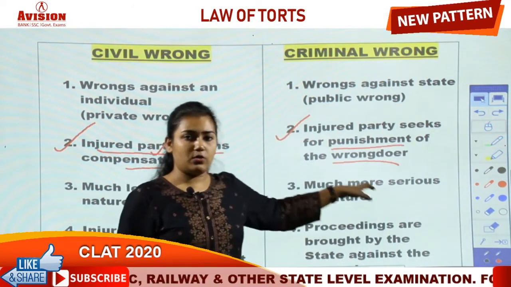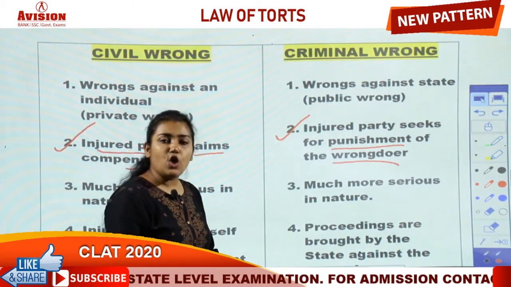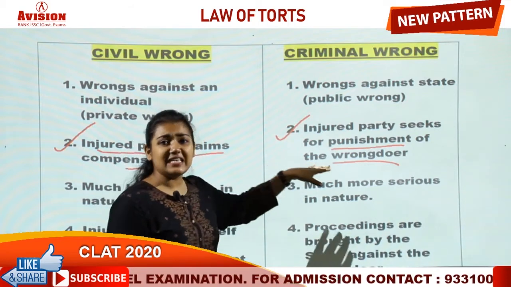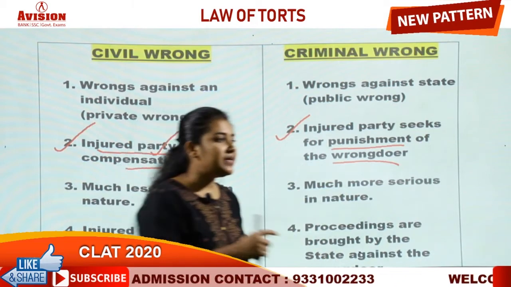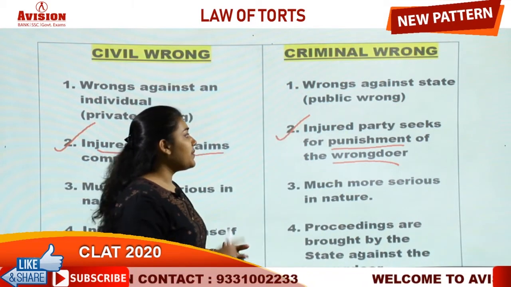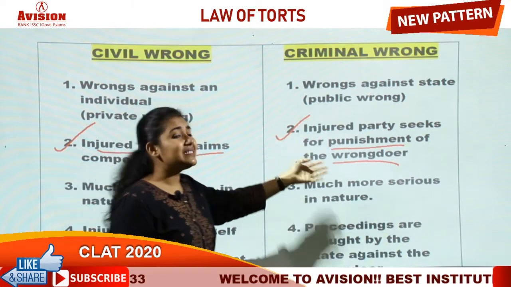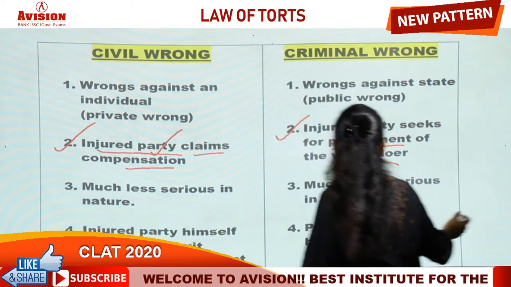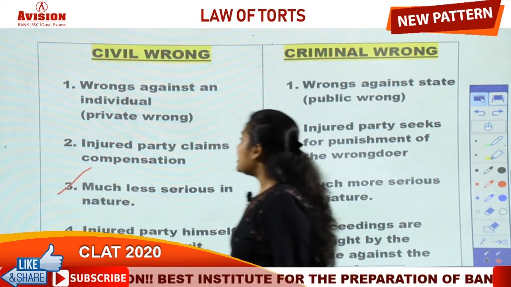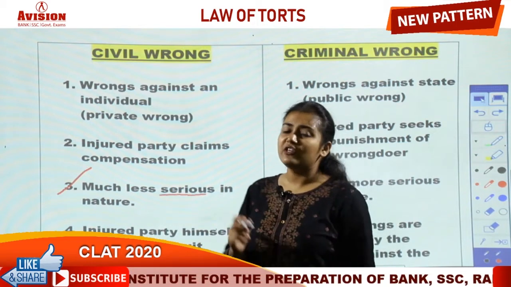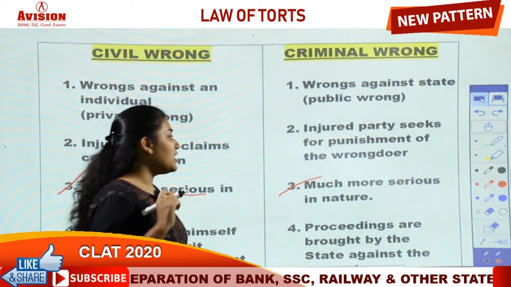In a criminal wrong, the injured party wants punishment of the wrongdoer, not compensation, because it is a heinous act and much more serious in nature. May it be rape, may it be murder, whatever it may be, the injured party asks the court to please give punishment to the wrongdoer. Next, number 3: a civil wrong is much less serious in nature, and a criminal wrong is much more serious in nature.